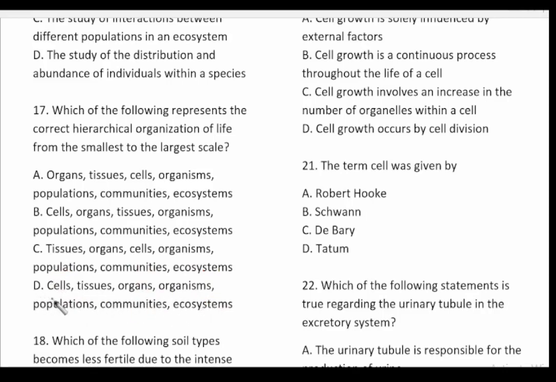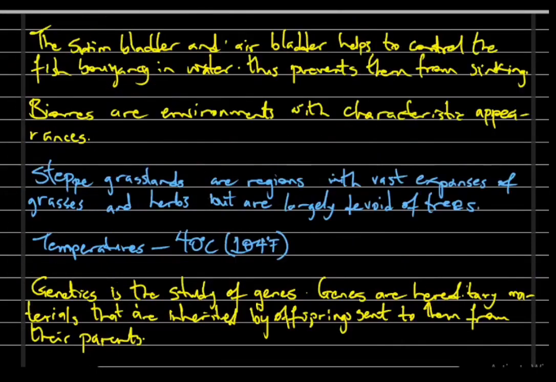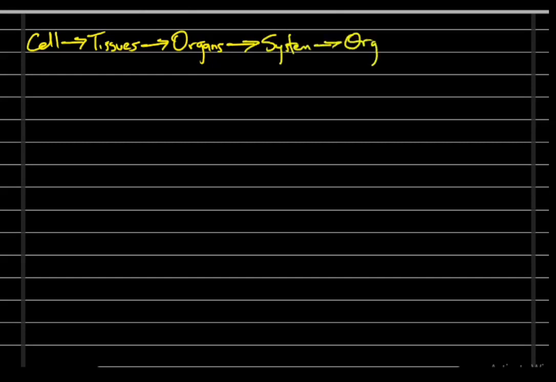Now, the answer to this question is particularly option D, which starts with cell. When we look at the organization of life, we have it starting from cell. A group of cells with similar function and structure make up what we refer to as tissues. Collection of tissues make up the organs. Collection of organs make up the systems. Collection of systems make up the organism. We have the organism going then to the population.